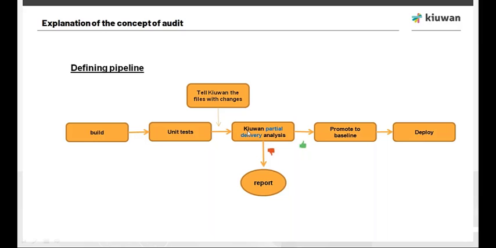If we want to run a Kiuwan partial delivery analysis, then we need to tell Kiuwan what the files with changes are. So if we have modified maybe 2, 3, or 4 files, we need to indicate to Kiuwan what those files are. We will see now how we can indicate these changes.